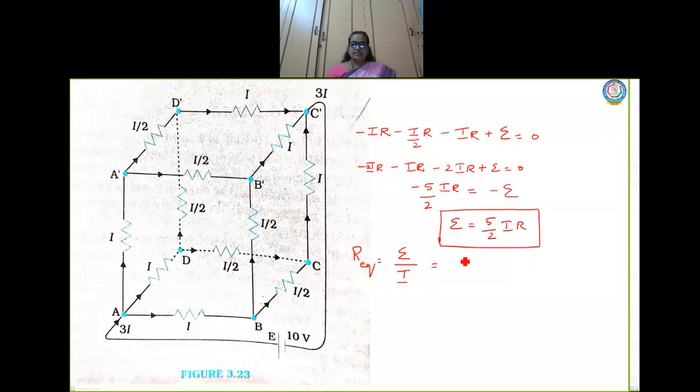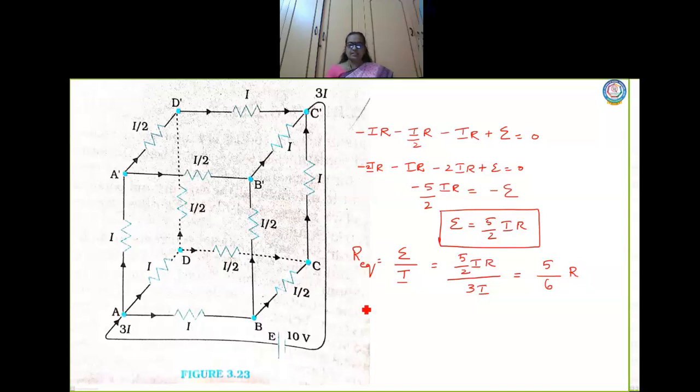Now here, psi is 5 by 2 I into R divided by, what is the total current that is entering? It is 3I. So this will be 5 by, this 2 will come to the denominator, so 2 into 3 becomes 6, and I gets cancelled, so it is 5 by 6 times R is the equivalent resistance. Is it clear? See how simply we have solved this, right?